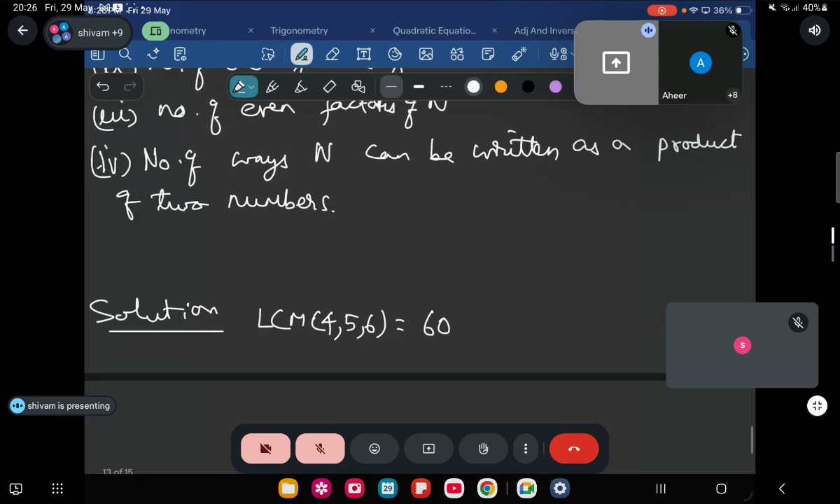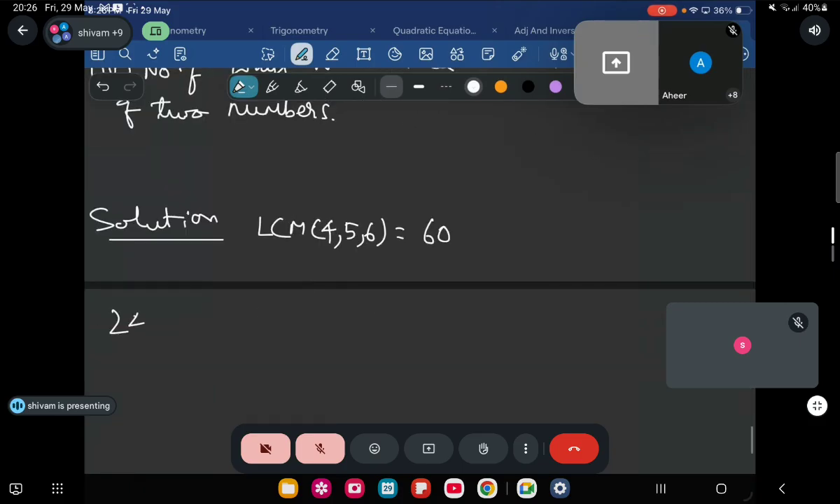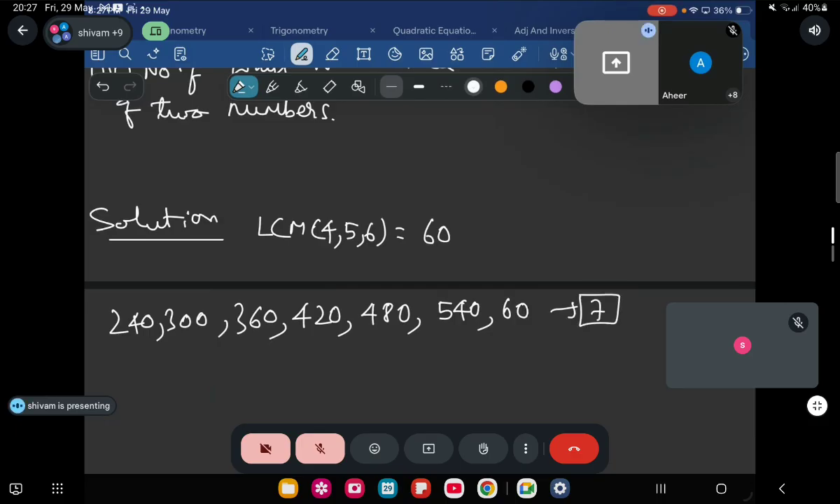So what are those numbers? You can manually count it. 240, 300, 360, 420, 480, 540, and 600. How many numbers are there? 7. Done. And it's very simple. Yes, here all your answers are correct.